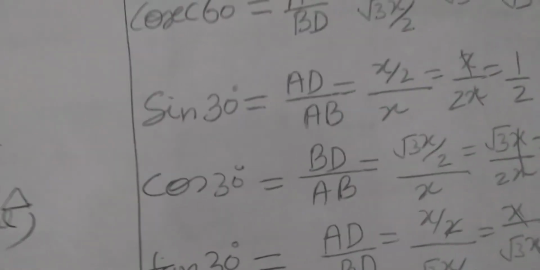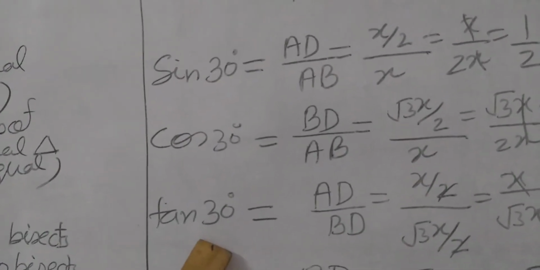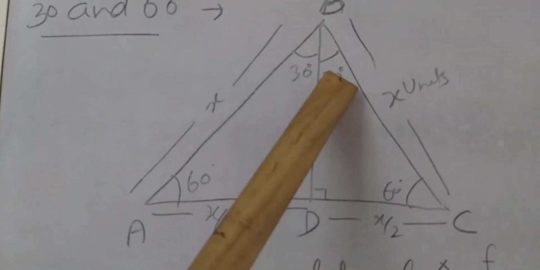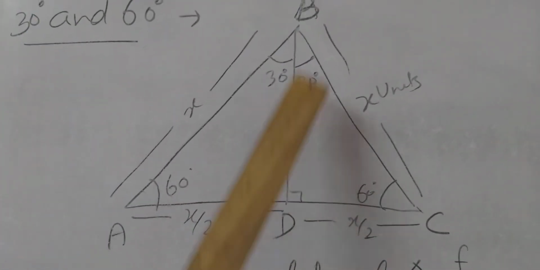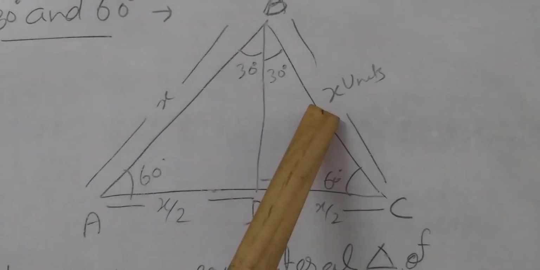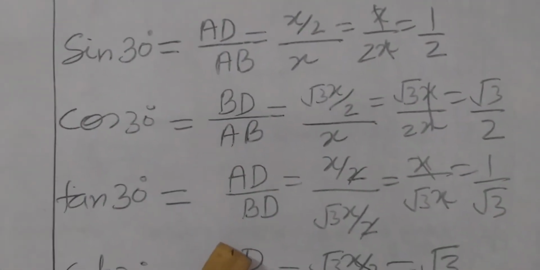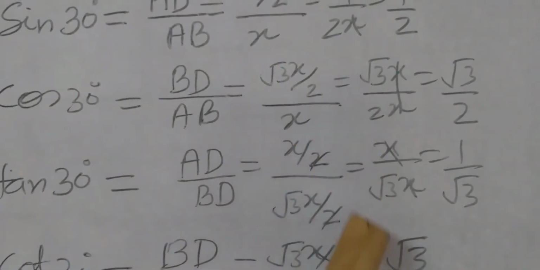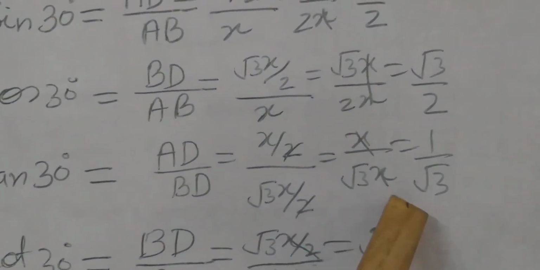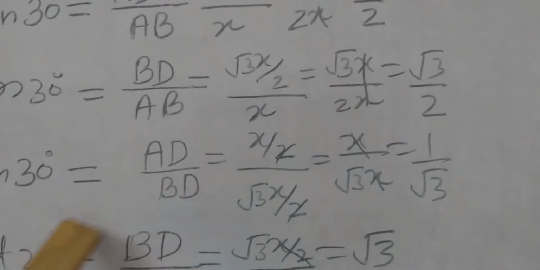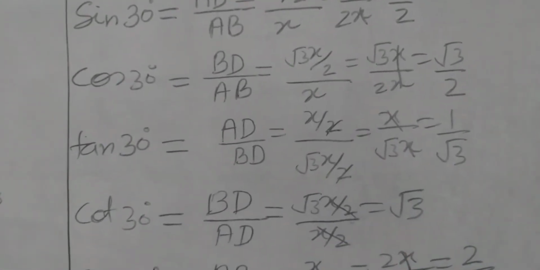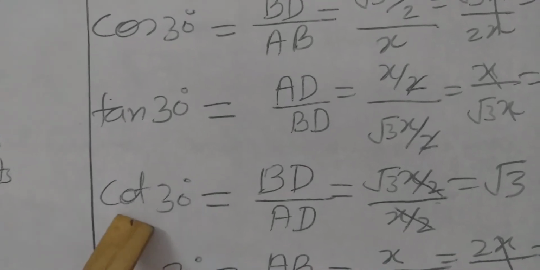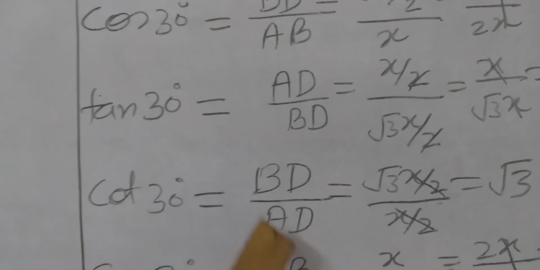Now students, tan 30. We know that tan theta equals P upon B. For 30 degree, the perpendicular is AD and the base is BD. AD upon BD. AD is x by 2, BD is root 3x by 2. The 2 cancels, x upon root 3x, the x cancels, and the value of tan 30 is 1 upon root 3.